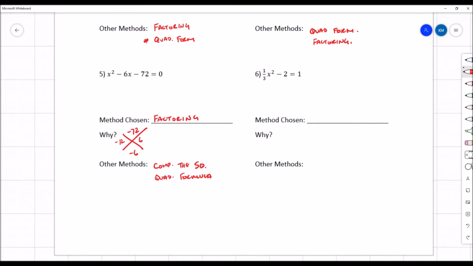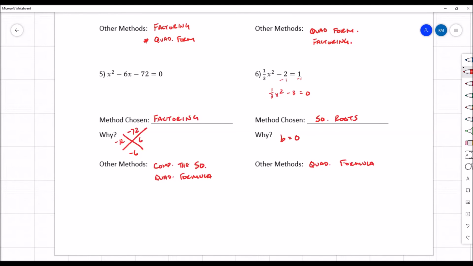Number 6. As we look at this, which method will we choose to solve this? Well, I'm looking and I see 3 numbers, but really, subtracting 1 from both sides, I notice here that there's no b value. I'd probably choose square roots. Okay. Other things you could use, I'd probably say quadratic formula, just because you can always use it. But I wouldn't really recommend very much of anything else.